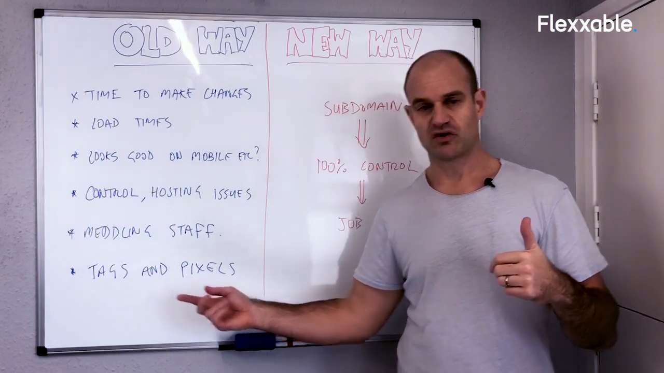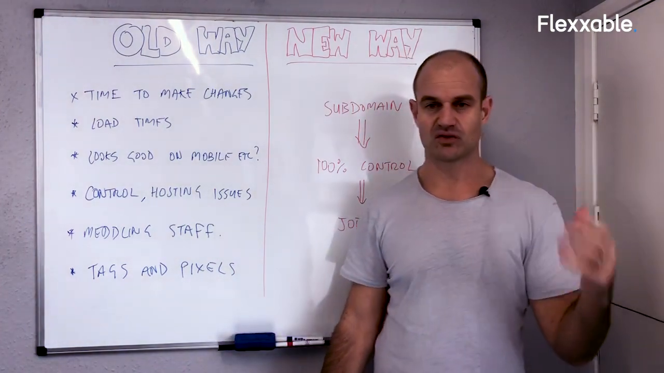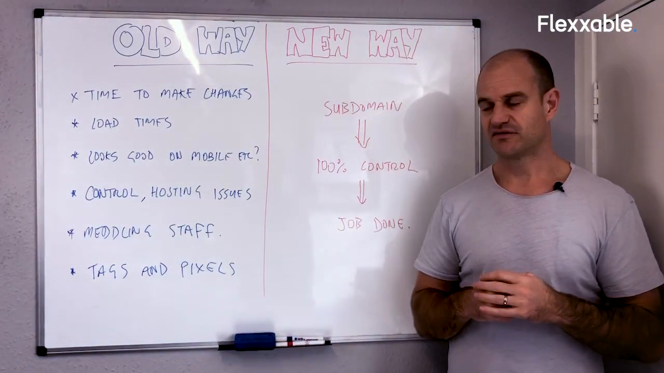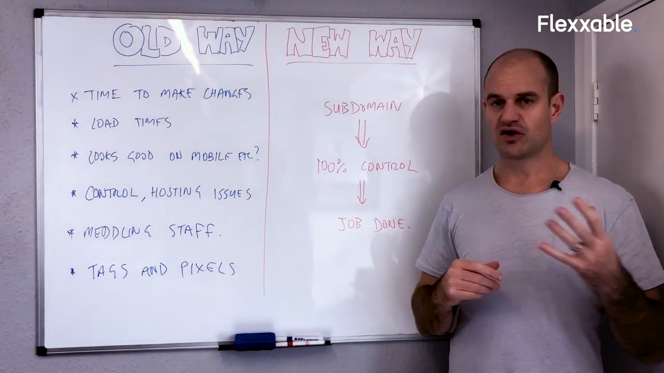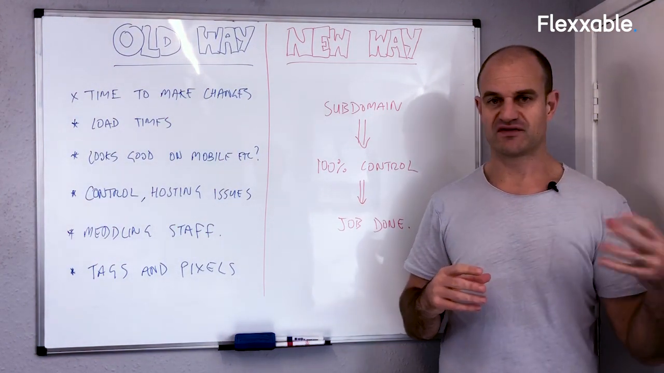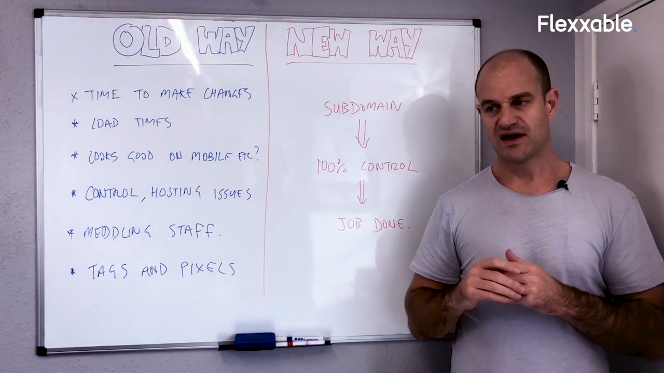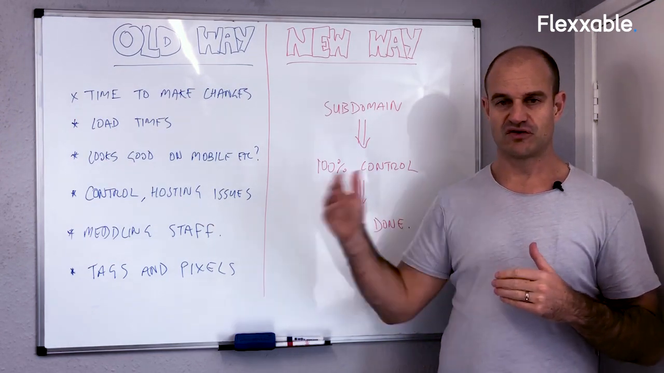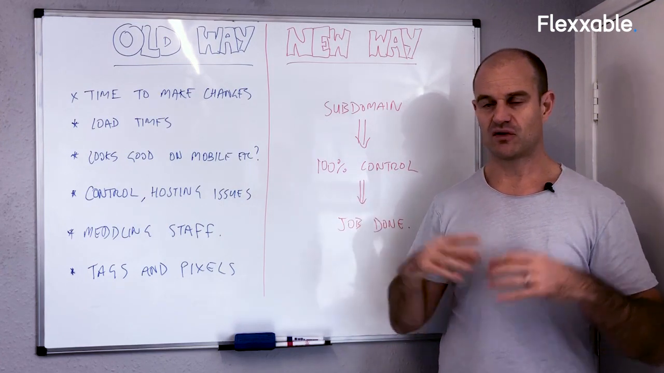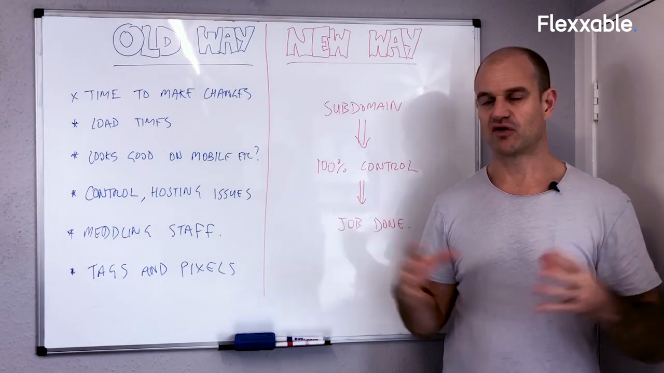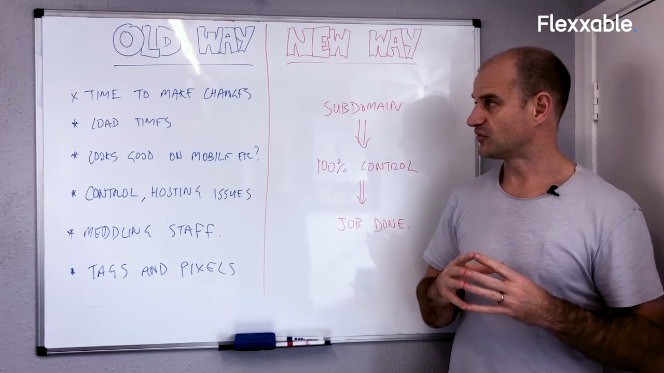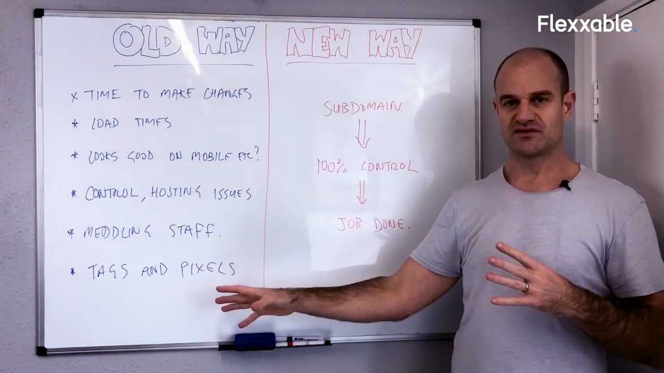And also control over pixels and tags and Google Tag Manager, all that kind of stuff, okay? It's been known plenty of times that someone will remove a tag or a pixel, which means that your AdWords or Facebook accounts have got nothing to optimize to, the conversion pixel isn't firing, and suddenly your whole campaign will blow up in front of your eyes and you'll start losing money. So this is the old way of doing things.